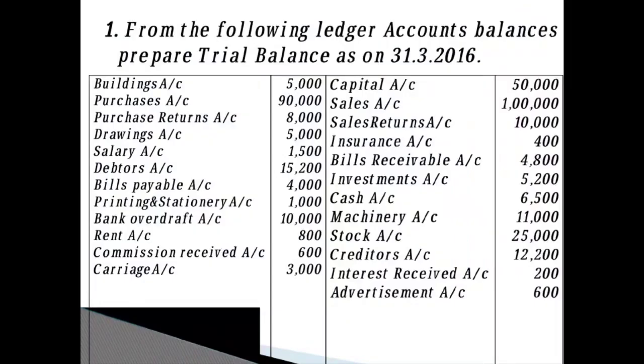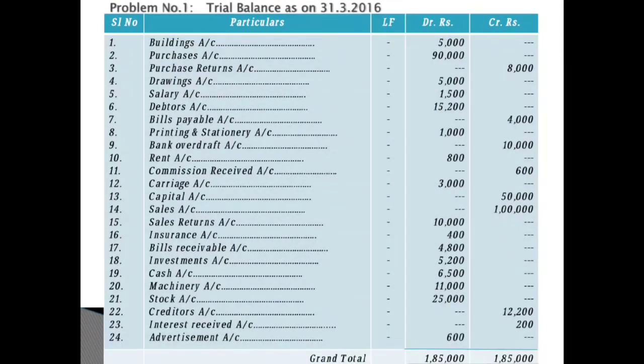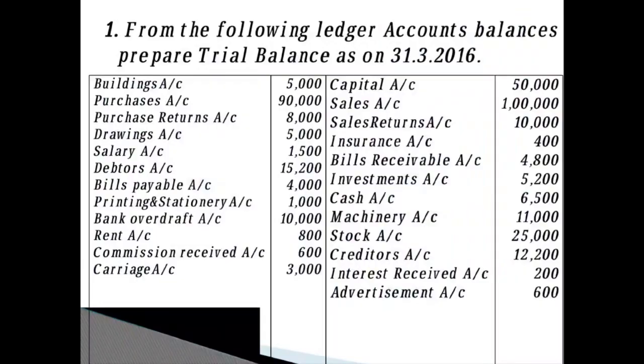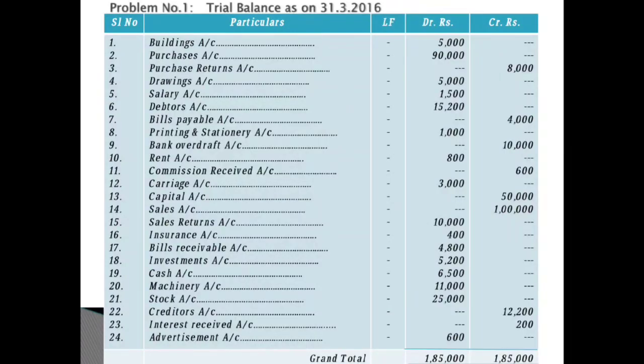Okay, the next, 18th one, you have investments account, 5,200. Investment is an asset, so debit balance, 5,200. See, 18th one, investments, which we have recorded in the debit column, 5,200. The next you have cash account, 6,500. Cash means it is an asset, right? Whether it is cash in hand, cash at bank or cash at office, all are assets only. So it shows us a debit balance, which you are going to record in the debit column. So cash account, in the debit column you should write 6,500.